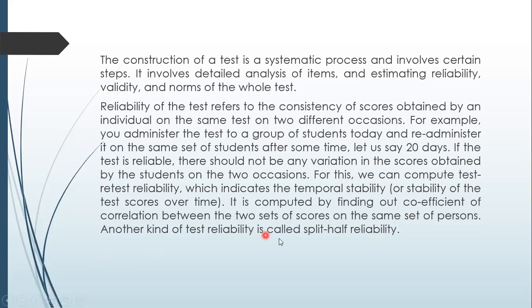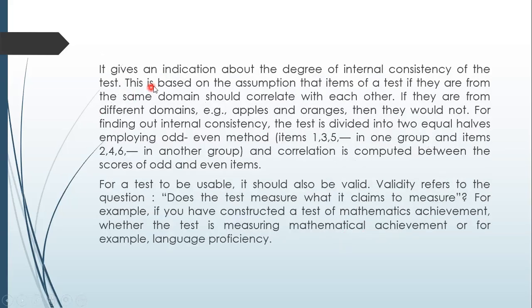Okay, there is also another kind, that is split-half reliability. This is one method. The other method gives an indication about the degree of internal consistency of the test. This is based on the assumption that items of the test, if they are from the same domain, should correlate with each other. The domain can be age, human beings, or the same group, either human beings, animals, or toys.